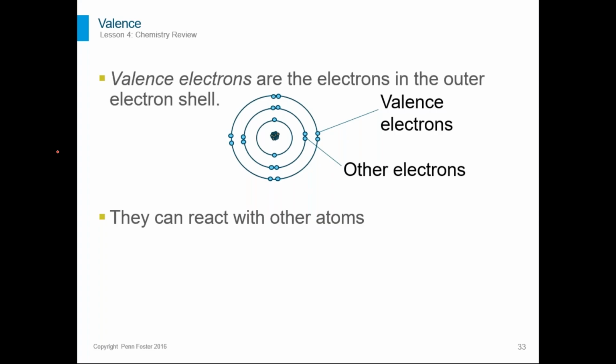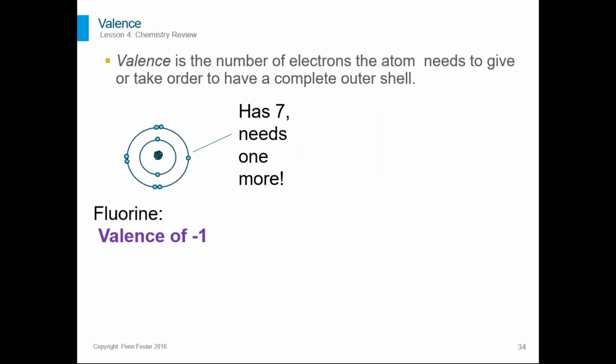So we mentioned before that valence electrons are the electrons in the outer electron shell. They're the ones that matter because they can react with other atoms. And the number of valence electrons controls how one atom reacts with another. So they're super duper important. We also have a term in your text called valence. So not valence electrons, just valence, but it's related.